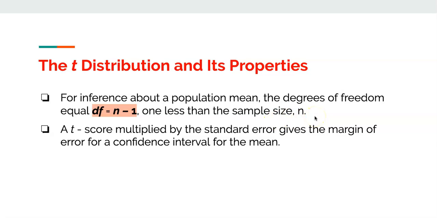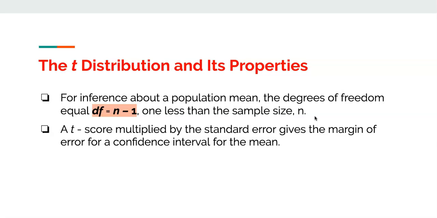So if your sample size is 26, then your degrees of freedom will be 26 minus 1, 25. If your sample size is 100, degrees of freedom will be 99. Okay, that's how you find the degrees of freedom. And depending on the degrees of freedom, your t-score will be different. So make sure you know how to find the degrees of freedom. It's just sample size minus 1.